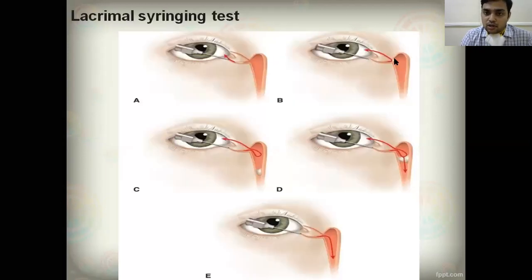In this picture, there is a reflux from the opposite punctum because of the common canaliculus obstruction. Here, in this case, it is because of the nasolacrimal duct obstruction. This white part is the obstruction. And in this case, it is because of the lacrimal sac obstruction.